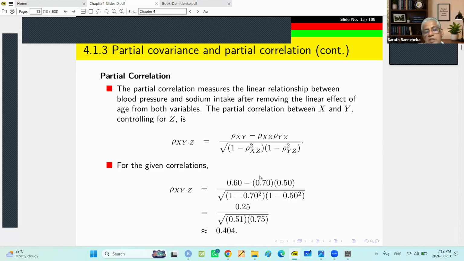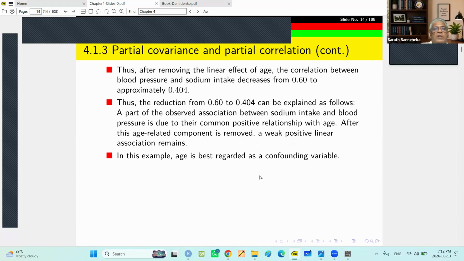So we can see that this value here is less than the marginal correlation. Marginal correlation was 0.6. This one is 0.4, right? So after removing the linear effect of age, the correlation between blood pressure and sodium intake decreases from 0.6 to approximately 0.4. Thus, the reduction from 0.6 to 0.4 can be explained as follows.